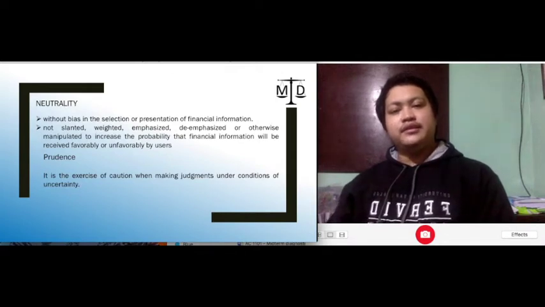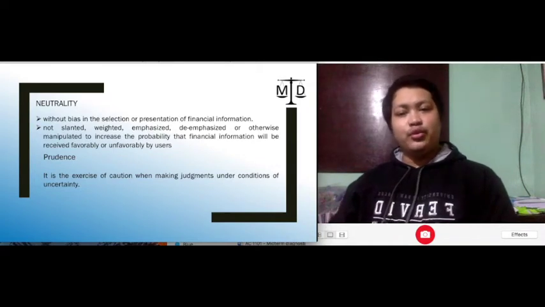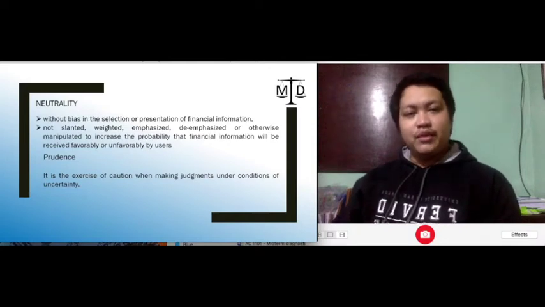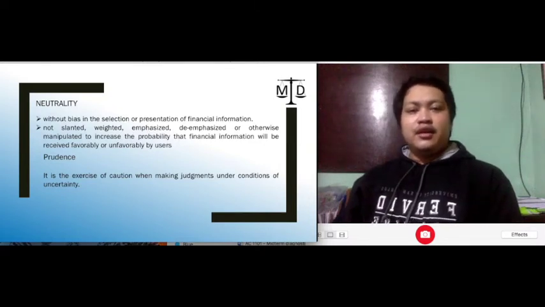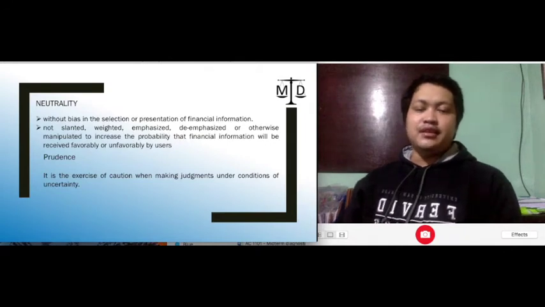entities must exercise prudence. And prudence is the exercise of caution when making judgments under conditions of uncertainty. When we say we are being prudent, we make sure in cases of uncertainty that we do not willingly or intentionally allow our assets, liabilities, income, and expenses to be misstated.